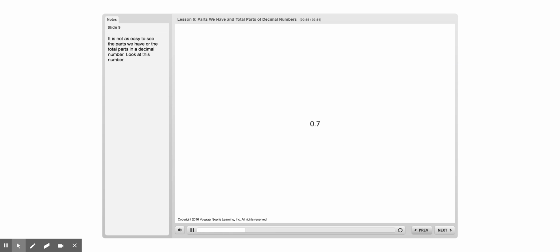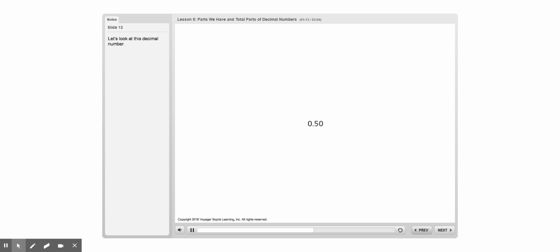It is not as easy to see the parts we have or the total parts in a decimal number. Look at this number. The 7 tells us we have 7 parts. The last digit is in the tenths place. We have 10 total parts.